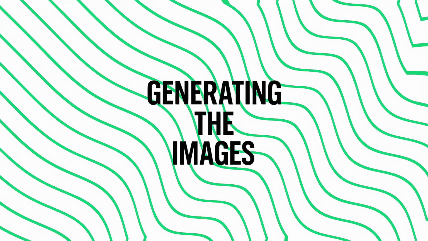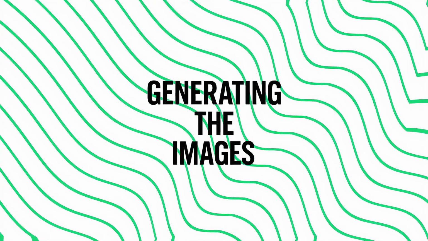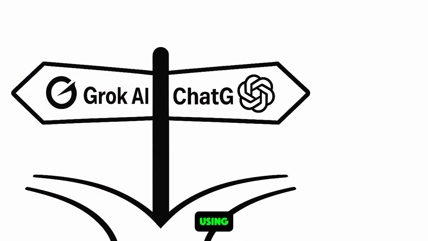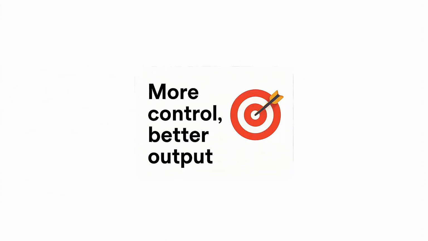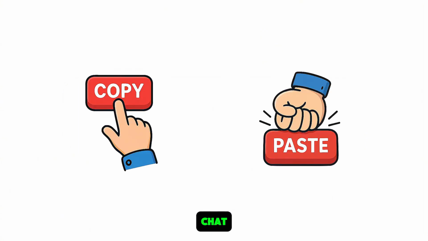And now, comes the fun part, turning the podcast hosts and their guest into baby versions using AI. You've got 2 options for this, Grok AI or ChatGPT. But for this tutorial I'm using ChatGPT, because it's just easier and gives more control. To save you time, I already prepared a prompt you can use. Just copy and paste it into ChatGPT.